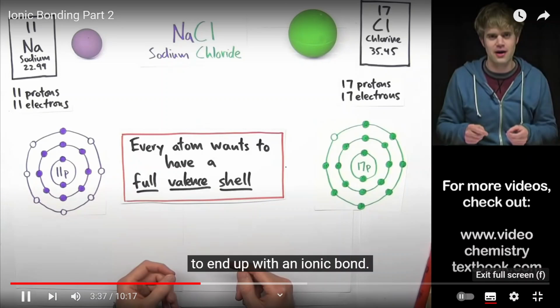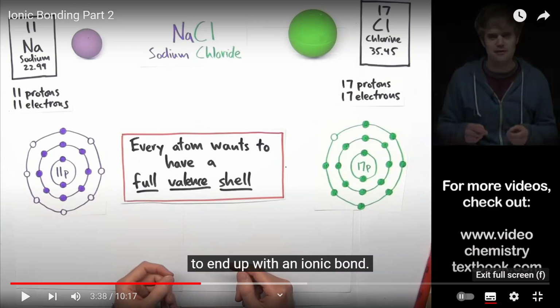Okay, so if you haven't had a chance yet, you can fill in the box where it says every atom wants to have a full valence shell. So if you don't have that in your box yet, you can fill in full valence shell.